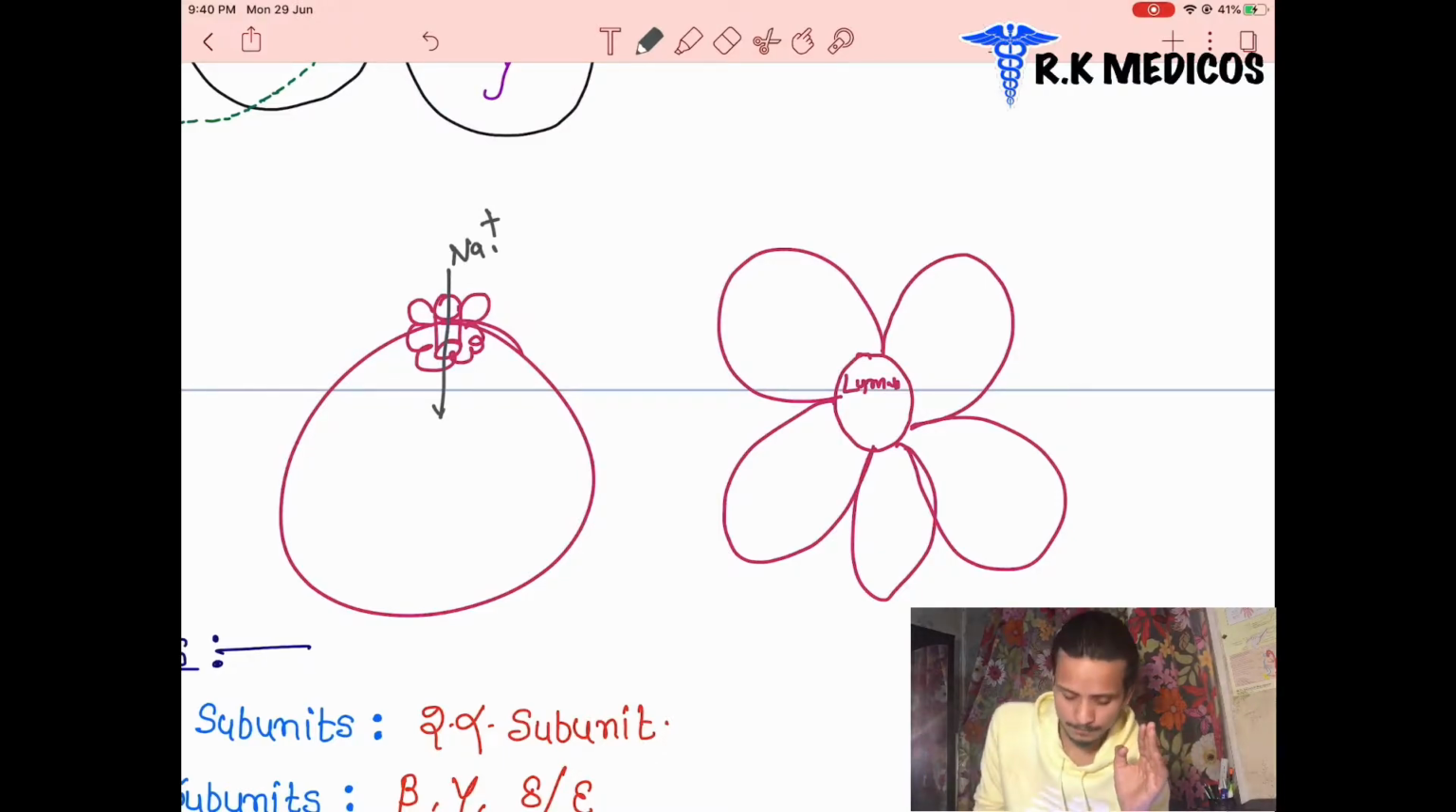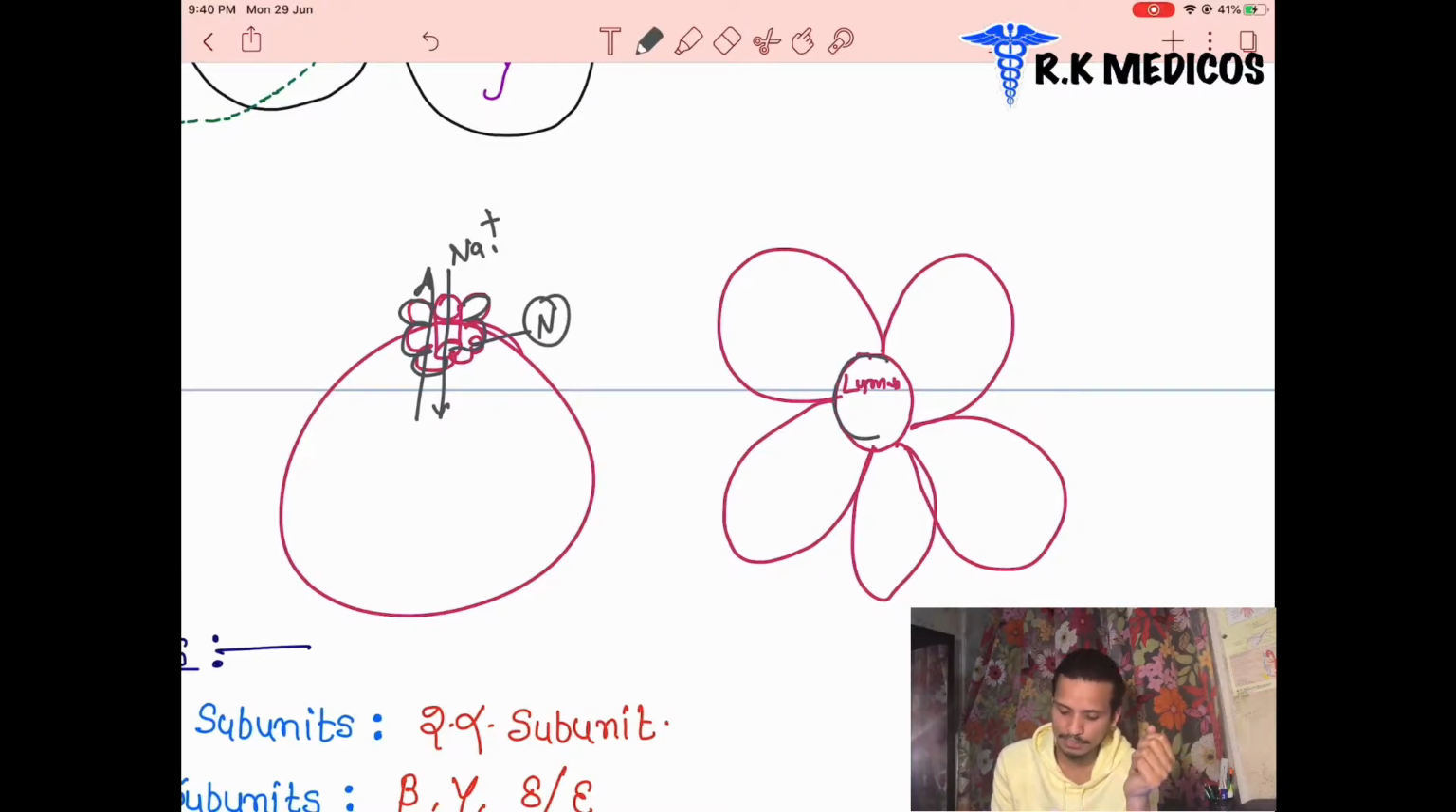It means moving inside or outside. But we can see here basically these cells have a pentameric structure. Pentameric. Which receptor? The nicotinic receptor is pentameric. This is the lumen through which sodium moves inside and outside. But here we can see one more word: out of these 5 petal-like structures, they are called the pentameric structure.